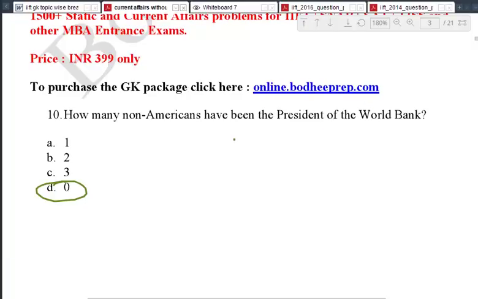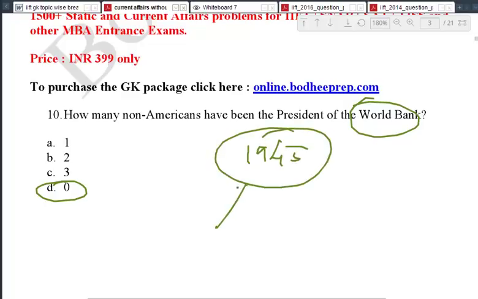Can you just give me any guesses? Why do Americans dictate the global economy? That's fine. But the World Bank was formed way back in 1945, right? What was the scenario in 1945?